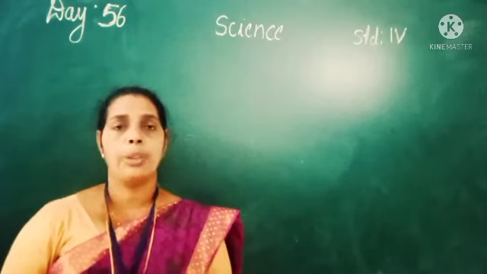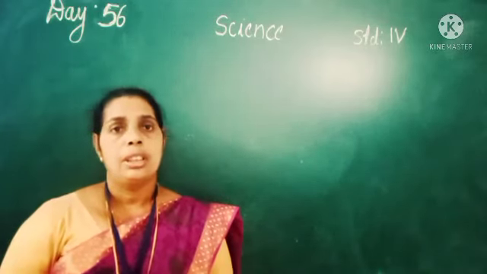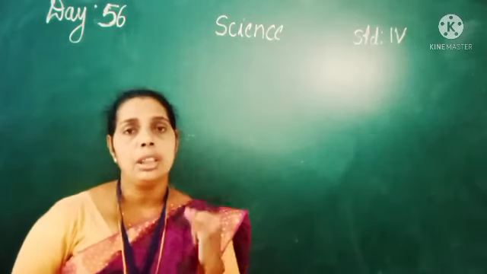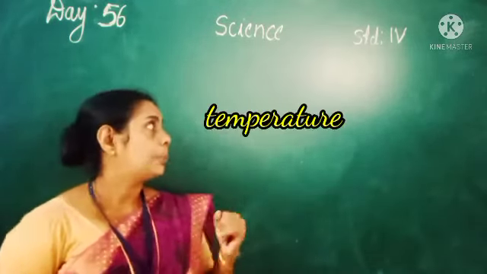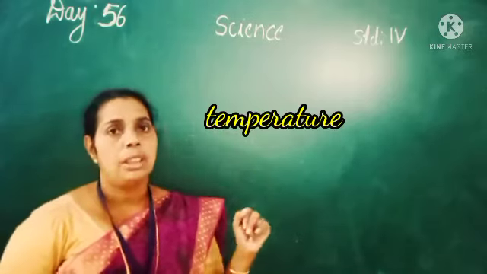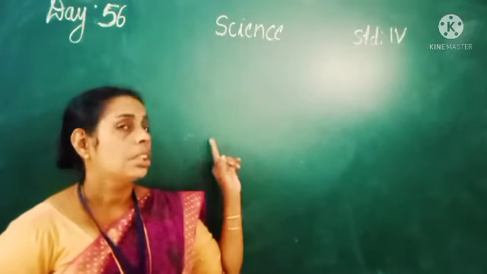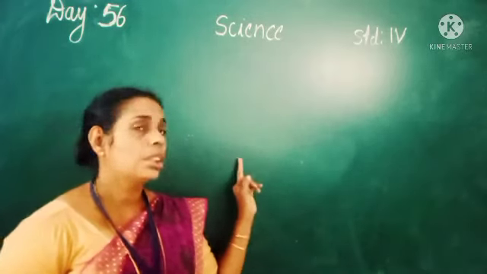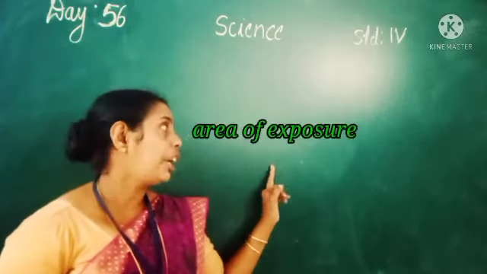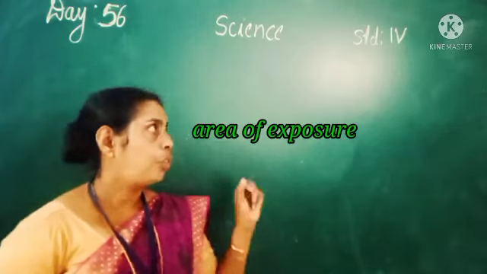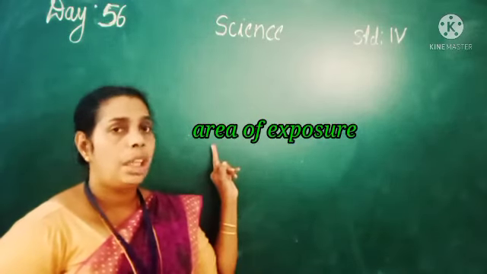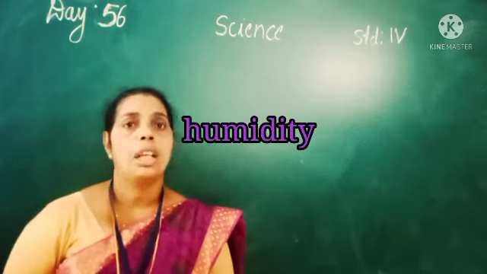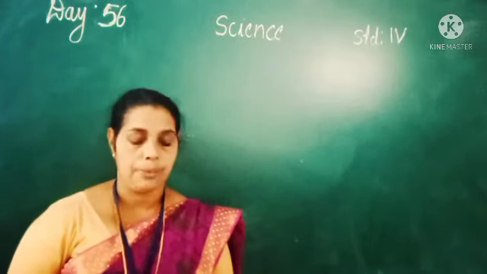These are the four points that affect evaporation. First point, what, children? Temperature. Second point, wind. Third point, area of exposure. Fourth point, humidity. These four things affect the rate of evaporation.